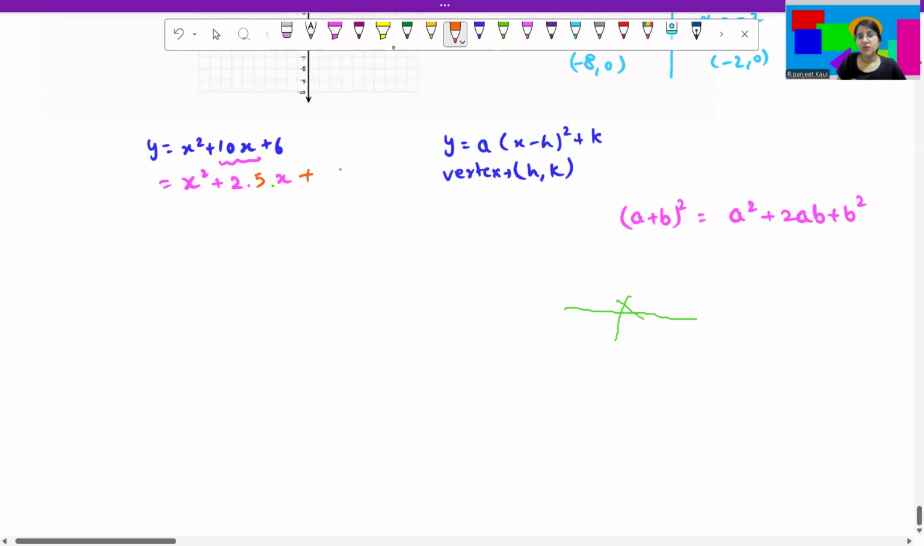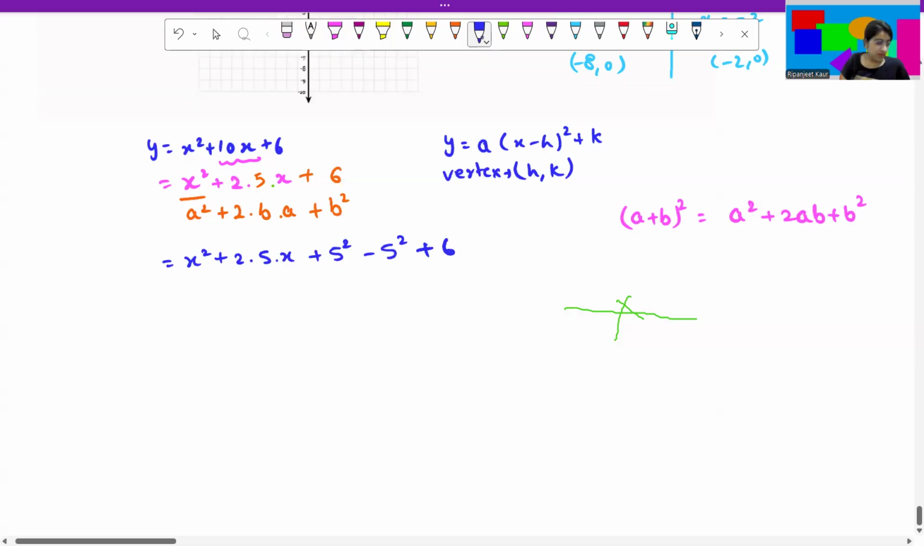Now we found that there is a square, plus 2 times a times b. So b is 5 and we want b square with it. But we don't have it. So what we are going to do is add the b square from our side and also subtract the b square from our side so that the balance is maintained. Because if we cancel it, it becomes the same thing. So it's balancing. Now, what do you think? What does it make here?